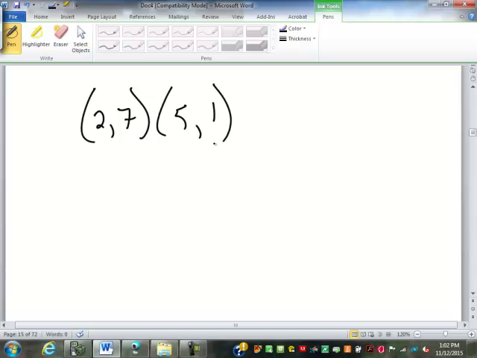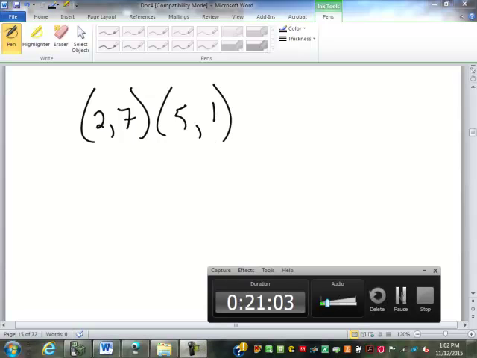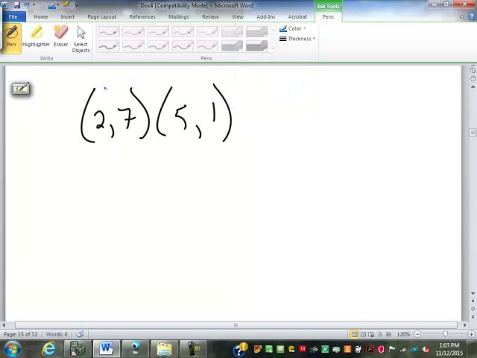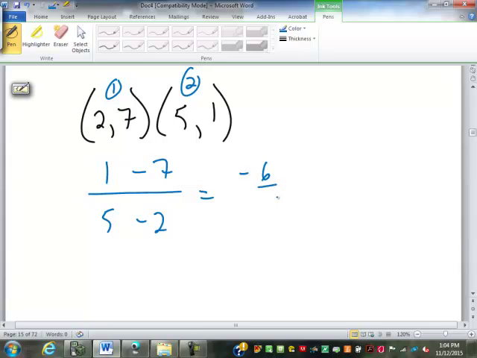Find the slope of that line. Let's see if we can remember. So what do we do here? 1 minus 7. Okay, we're doing points 1 and 2. Over 5 minus 2. So 1 minus 7 is -6, over 5 minus 2, which is 3. That reduces to -2. What do you guys think?